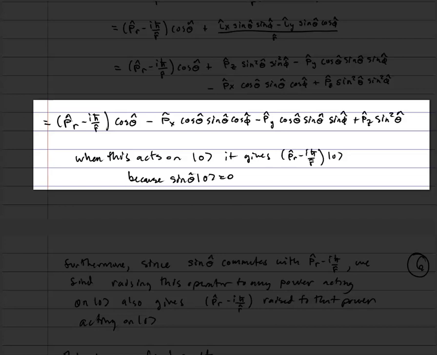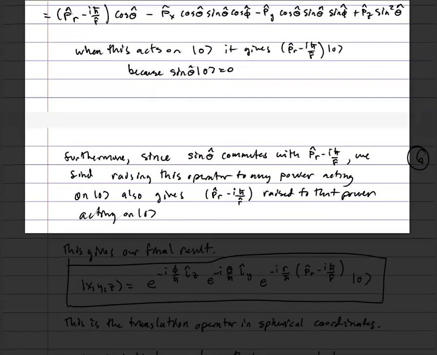When this acts on the origin state, because that's what it's going to be acting on in an exponential, all of the terms with sine theta hats go to 0. You can think of this as infinitesimally translating along the z-axis, and the cos theta hat goes to 1. So all of the terms that have sine theta hats disappear, and the cos theta hat can be replaced by 1. So this acts like p hat r minus i h bar divided by r hat. And because these angle operators commute with the Pr operators, when I raise this to any power, it gives Pr minus i h bar over r hat raised to the power.